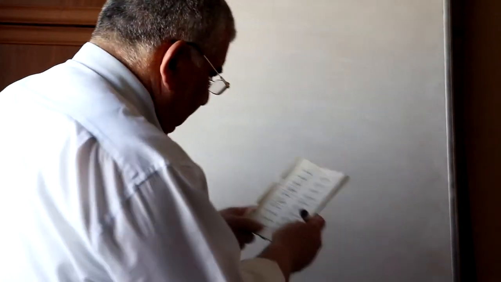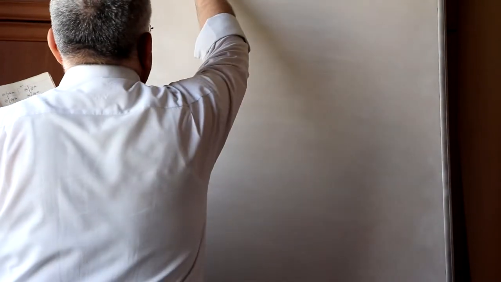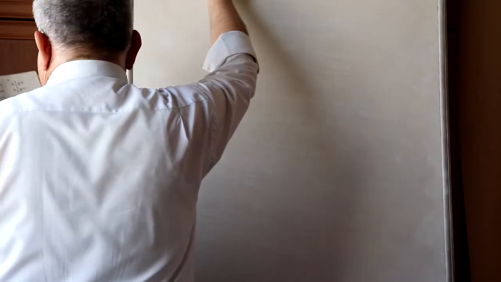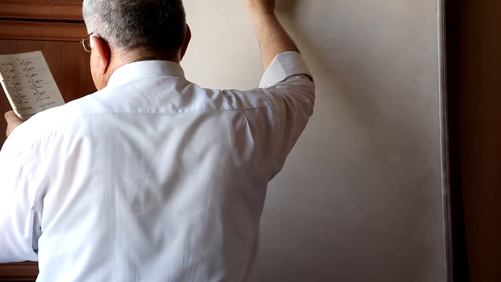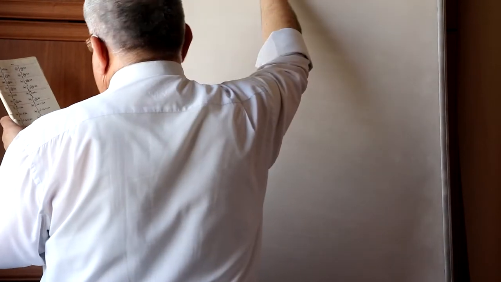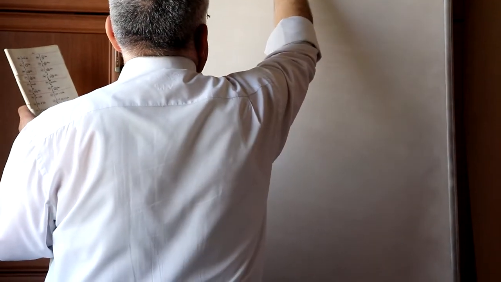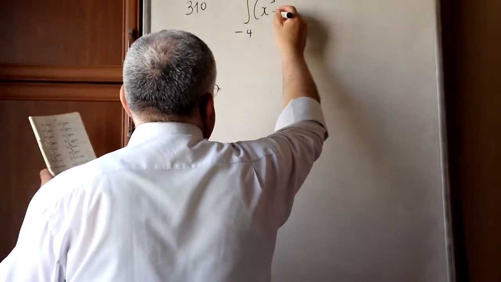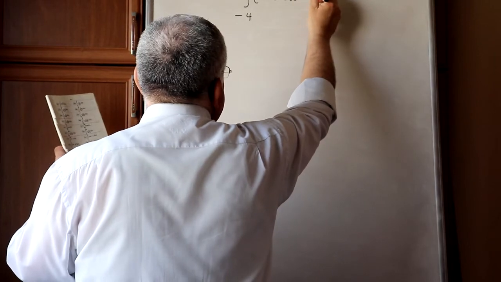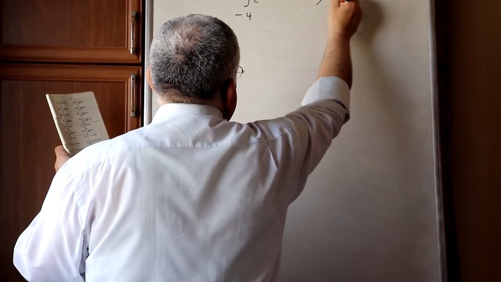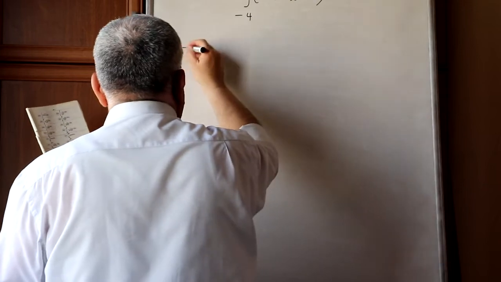Consider the next example. Example number 310. Calculate the integral from minus 4 to 2 of x cubed plus 6x squared plus 5 dx. Continue.